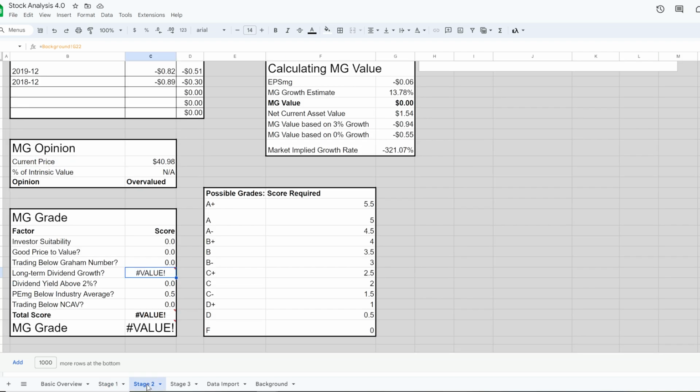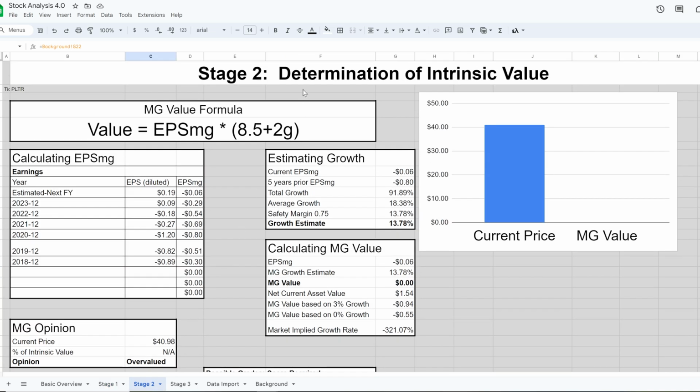We'll keep going here. Stage 2 is to determine the intrinsic value. And the Modern Graham value formula requires a positive earnings per share here.